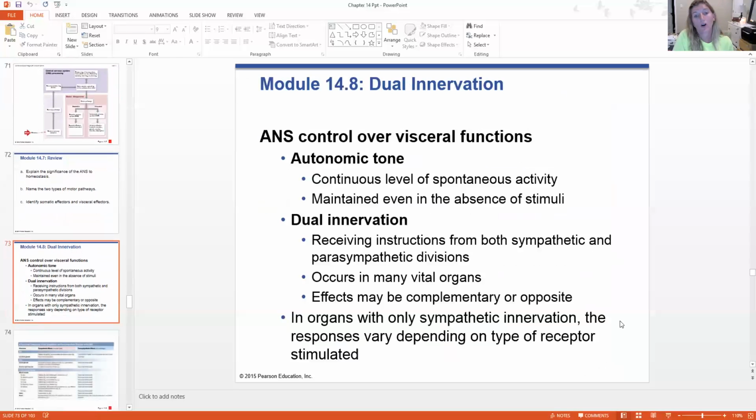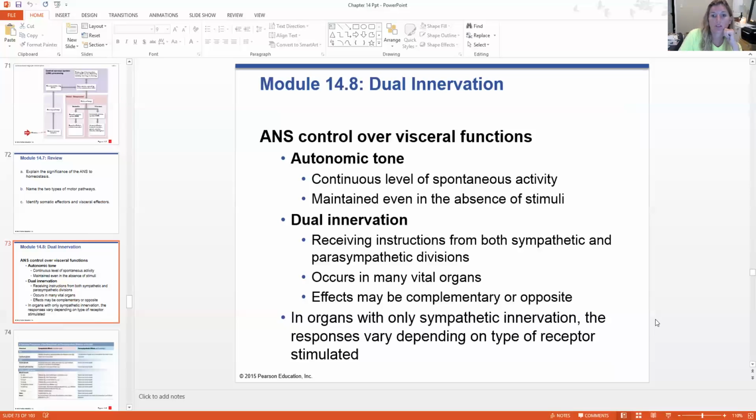Most of our organs are dual innervated. In other words, they have innervation from sympathetic and parasympathetic nervous systems. This provides an autonomic tone. It's a continuous level of spontaneous activity, maintained in the absence of stimuli, kind of like skeletal muscle tone, how muscles remain slightly contracted and have tension on them even at rest. Think of your muscles like that also. Your smooth muscles, your glands, your adipose, all of those organs are still maintaining a degree of activation even if they're not being activated.